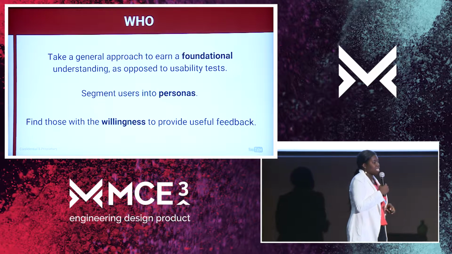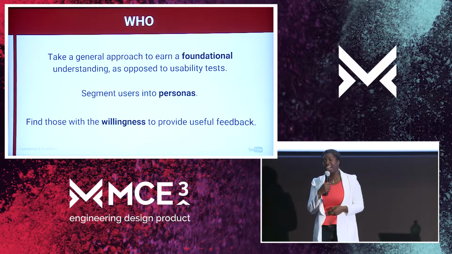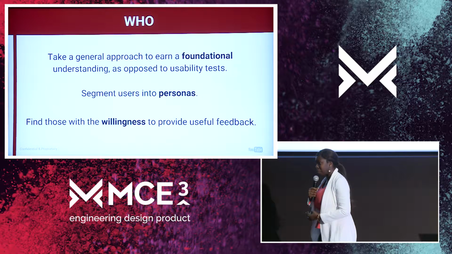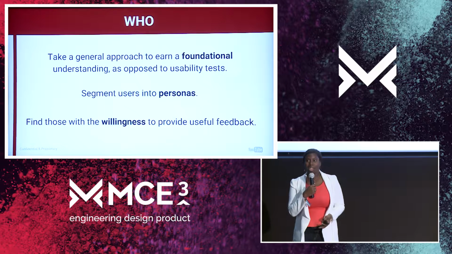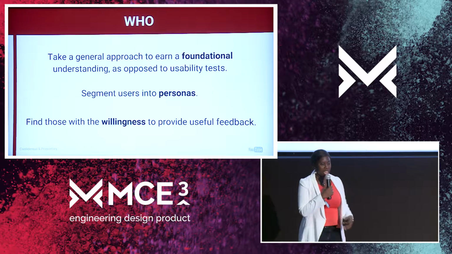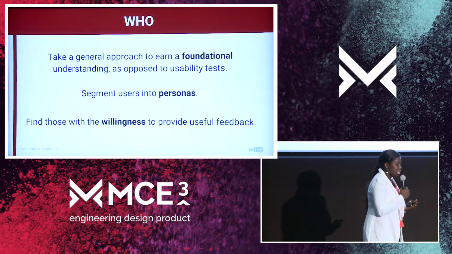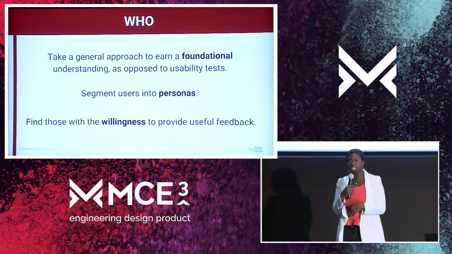The next is find those with the willingness to provide useful feedback. So once again, at YouTube, we have 1 billion users, and there are a number of people who can talk to us about what they're doing, but not everybody, frankly, provides useful feedback. Not everybody is willing either. So when you're doing these types of things, you have to really suss out the people who you think would be willing to talk to you, right?